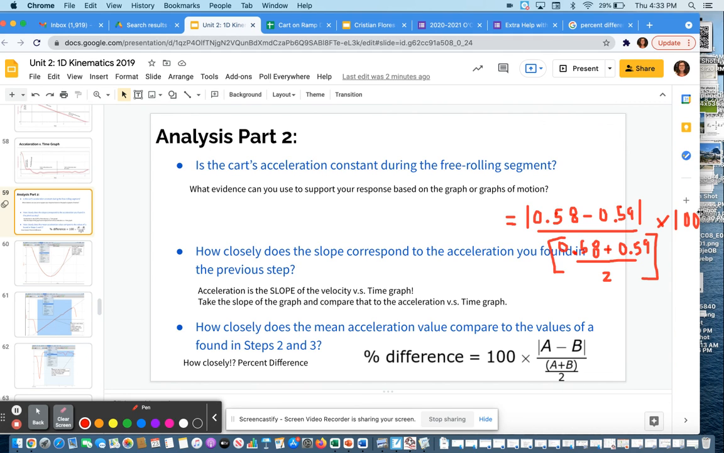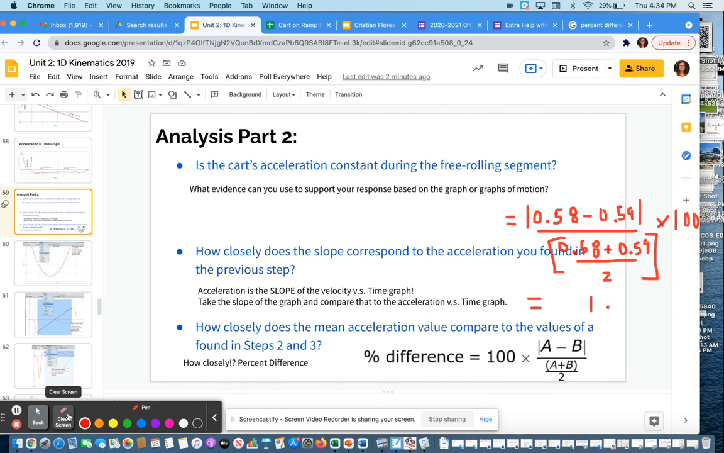The difference between 0.58 and 0.59 is 0.01. I'm going to find the average. 0.58 plus 0.59, I get 1.17. Divide that by 2, I get 0.585. So I'm going to take 0.01 and divide it by 0.585, and then multiply by 100. So 0.017 times 100, I get that my percent difference is 1.7%. Your percent difference should be less than 10%.